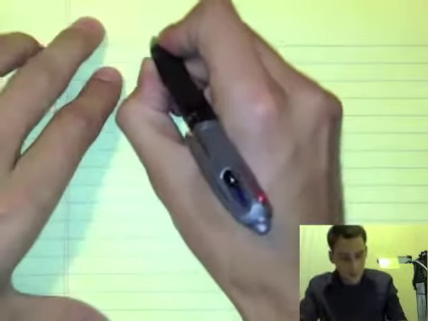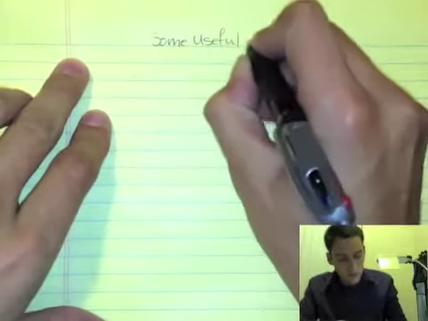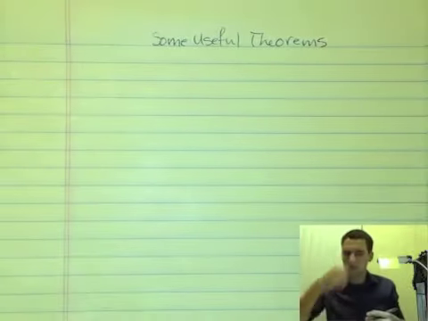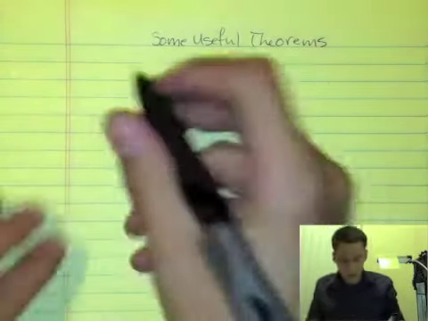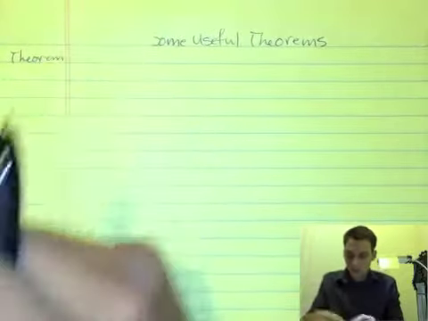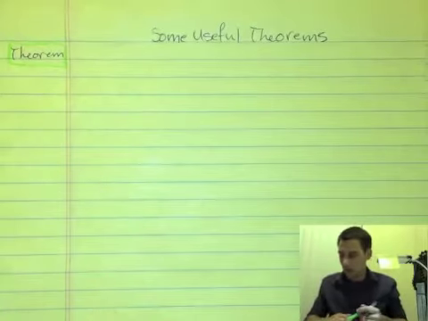The title of these notes is Some Useful Theorems. They're all useful, don't worry about it. So we're going to start off with a theorem. I'm going to do it in green because I want to.